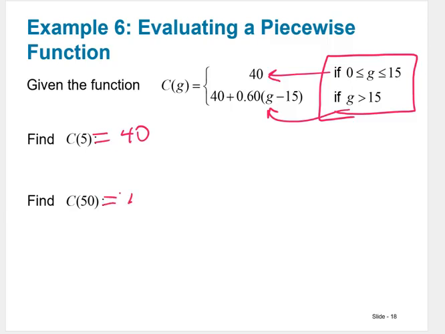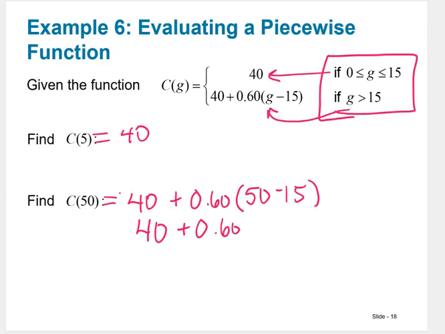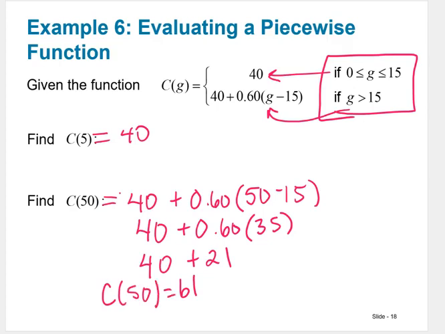So that's going to be equal to 40 plus 0.6 times 50 minus 15. So I'm just going to do order of operations. Inside the parentheses, 50 minus 15 is 35. And then 0.6 times 35 is going to be 21. And 40 plus 21 is 61. So c of 50 is equal to 61. So again, that would tell you that the point (5, 40) would be on the graph and the point (50, 61) would be on that graph if you went and looked at it.